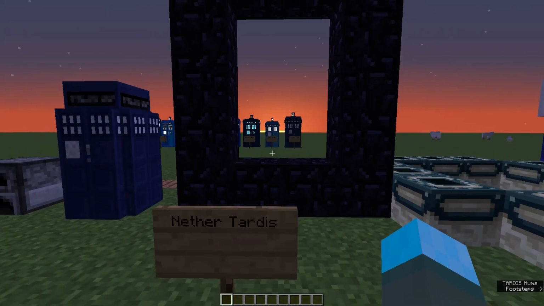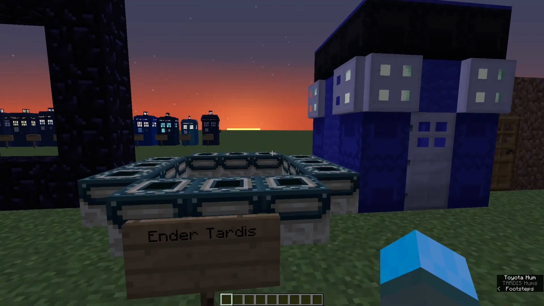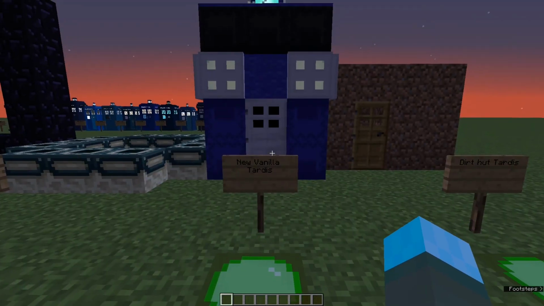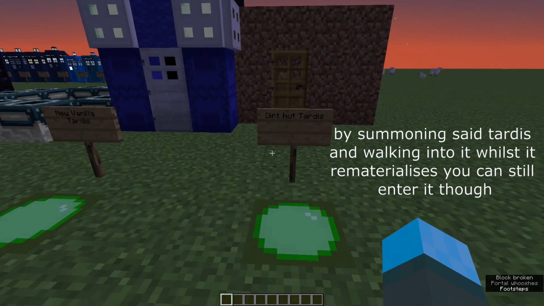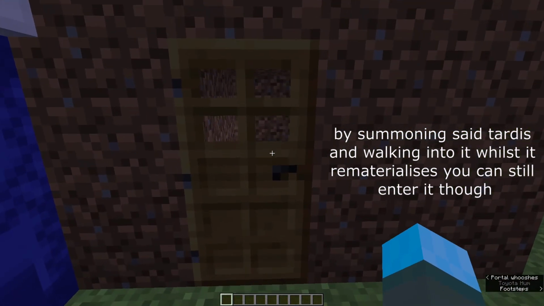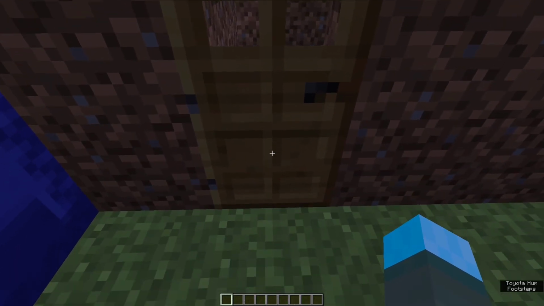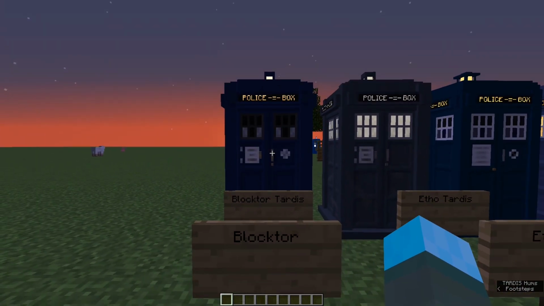Nether TARDIS. Ender TARDIS, again, chameleon cartridge. New vanilla TARDIS, chameleon cartridge separate. Dirt Hurt TARDIS. This is a bit glitched currently in update 63. I wouldn't use it. You literally cannot enter it. You can hear my click, hopefully. We then move on to Blocked TARDIS, etc.